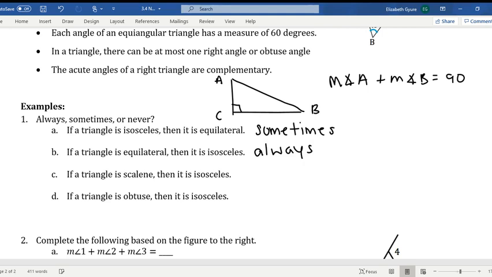Those 2 are a little bit tricky. So you've got to remember, if at least 2 are congruent, then 3 could be. That's why it's sometimes. And for the second one, if 3 are congruent, then for sure at least 2 are. That's why it's always. Then for part C, if a triangle is scalene, then it's isosceles. Always, sometimes, or never. Brock? That one's never. Because if it's scalene, aren't all 3 different? And if it's isosceles, at least 2 are the same. You can't have those 2 things happening at once. That one is never.